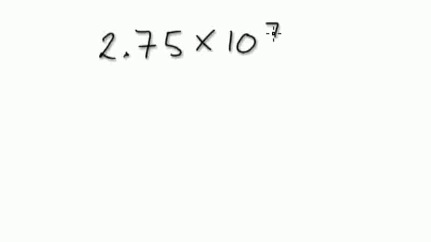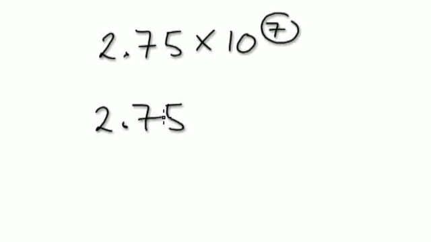Okay, let me give you another example. Let's say 2.75 times 10 to the power of 7. Okay, now look at this here. So you would start here like this. But the thing is, because it's 7, I know I'm going to need 7 digits. So here, hang on, 1, 2, 3, 4, 5, 6, 7. Okay, so I'm going to need this.